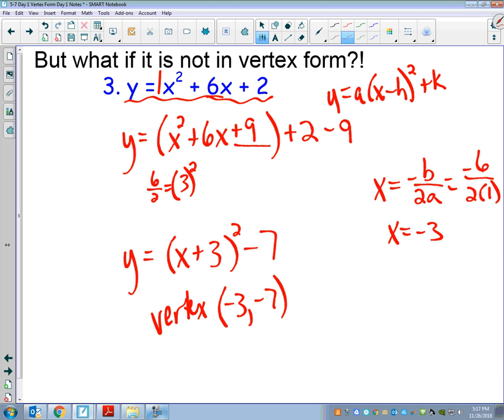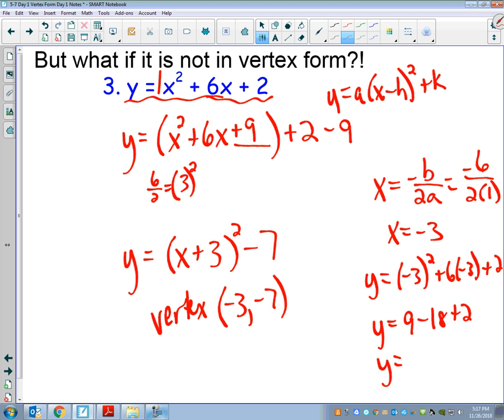And then how do we find the y-coordinate of the vertex? Well, we have to plug it back in, right? So we would do y equals negative 3 squared plus 6 times negative 3 plus 2. So that would be 9 minus 18 plus 2, or negative 9 plus 2 is negative 7. So I still get my vertex to be negative 3, negative 7, doing it the old way.